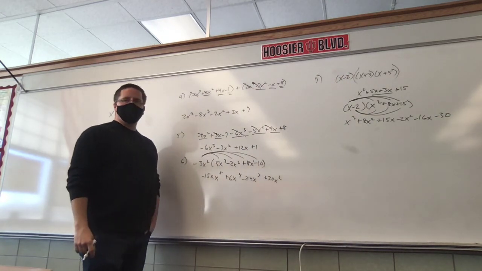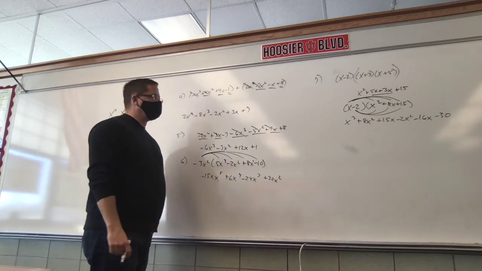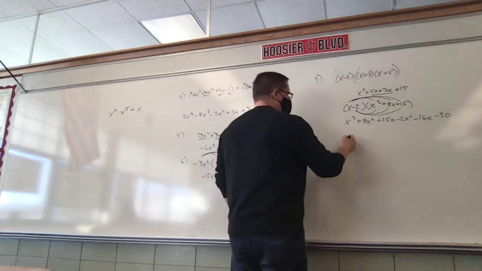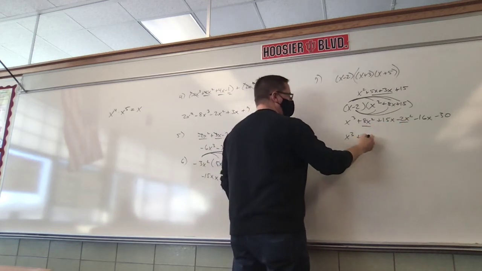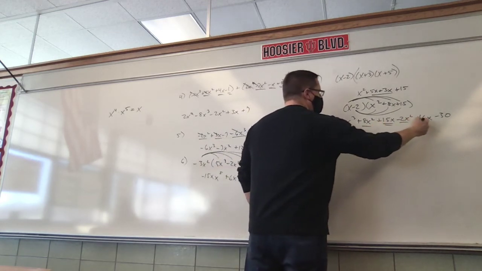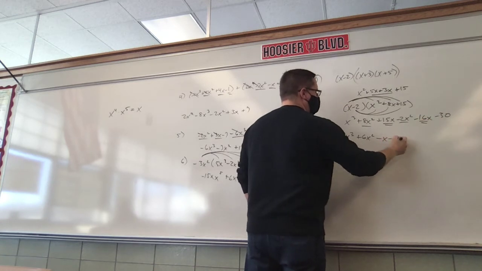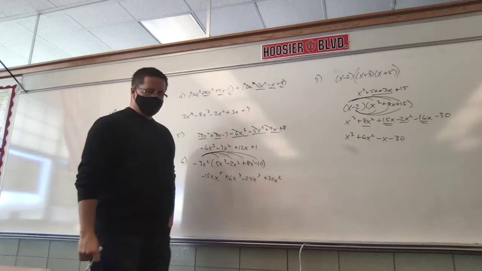And we've multiplied everything by everything, but we're not quite done. Got to put our like terms together. So x cubed, we can put together 8x squared and negative 2x squared, that's a 6x squared. 15x and negative 16x is negative 1x, minus 30.